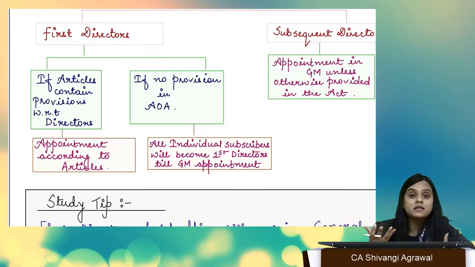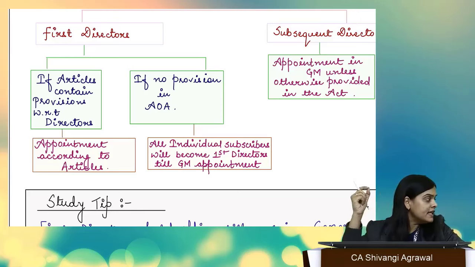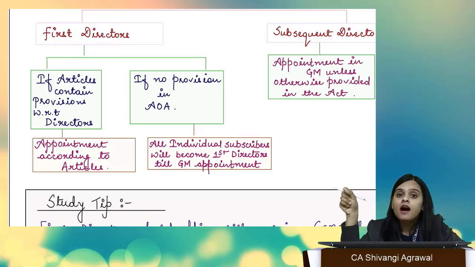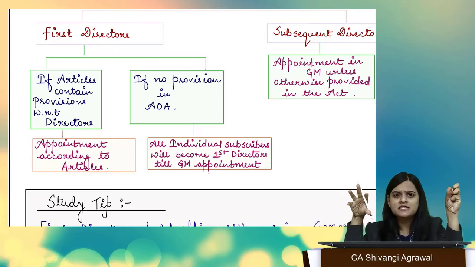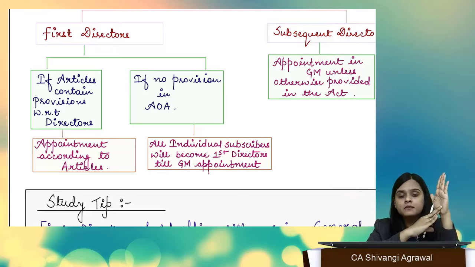So what is given? According to section number 152, the names should be mentioned in the articles of association. So the articles of association are going to clearly specify that these will be the first directors of the company. Supposedly the articles of association don't specify, they will specify the manner. How will they be appointed? Supposedly they don't even specify that.